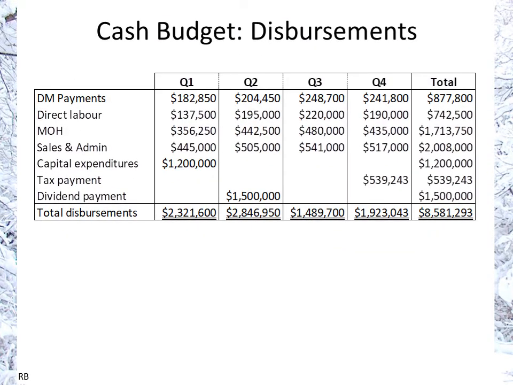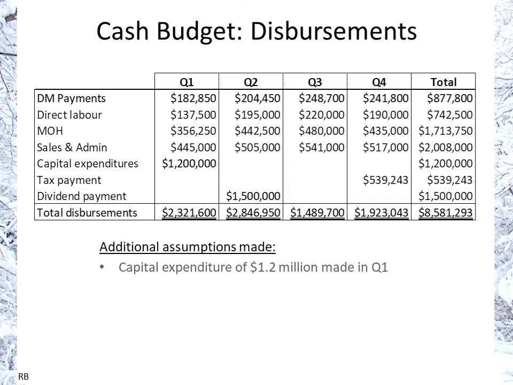So the cash disbursements we can calculate now. We've calculated the amount of payments for direct materials necessary. And for the remainder of these, the expenses were to be paid in the same quarter. So we have the labor costs, manufacturing overhead, sales and admin costs, and we have some future assumptions that are going to be made here.